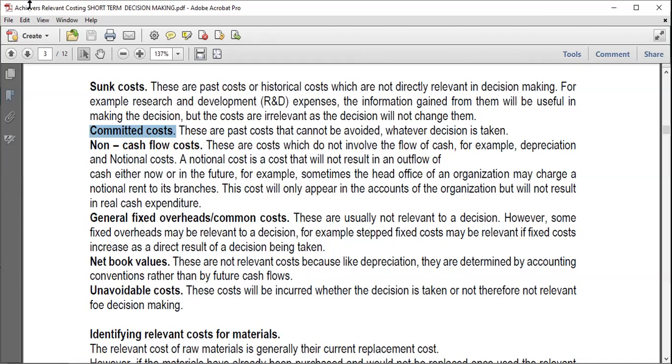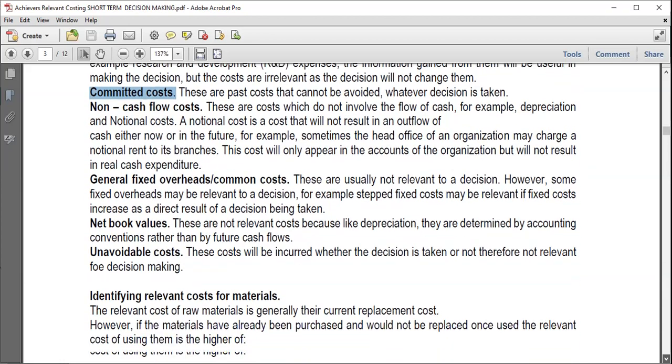So the difference is that unavoidable costs can also be futuristic, but they are unavoidable. They are not dependent on the decision. Whether you make the decision or not, you still have to incur such costs. You get it?